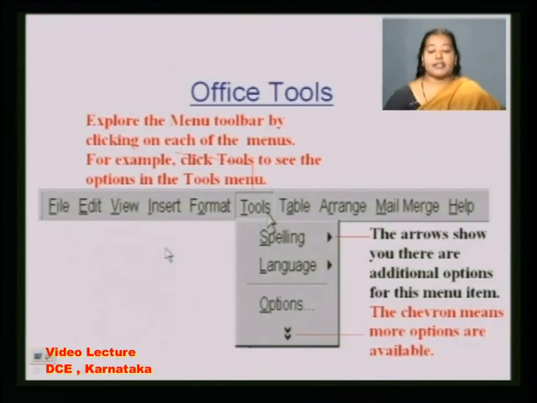Now this is about Office tools. Now just see, you can see this on your computer screen. Now what is this? Tools. Explore the menu toolbar by clicking on each of the menus. For example, click Tools to see the options in the Tools menu. Now this arrow shows you there are additional options for this menu item. This is called a chevron. The chevron means more options are available.